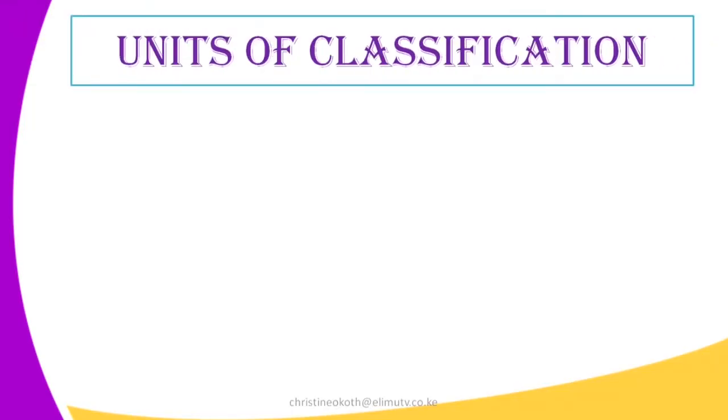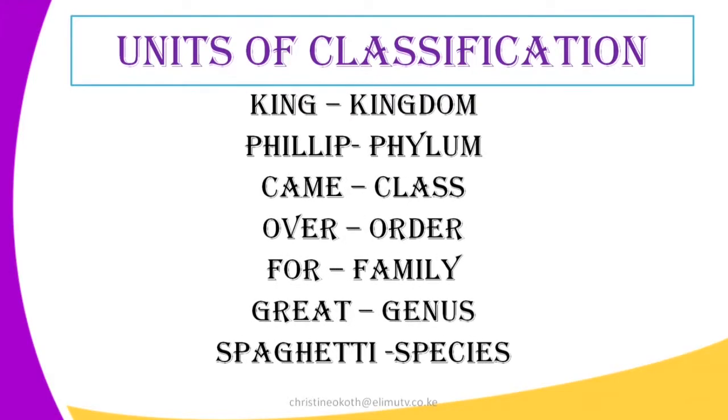Now, classification comes with its own units. There are different units of classification, or we can call them the hierarchy of classification. This is a sentence that is going to help you remember the units of classification. It goes like this: King Philip came over for great spaghetti. You take the first letter of each word: K stands for kingdom, P is phylum, C is class, O is order, F is family, G is genus, and S is species.